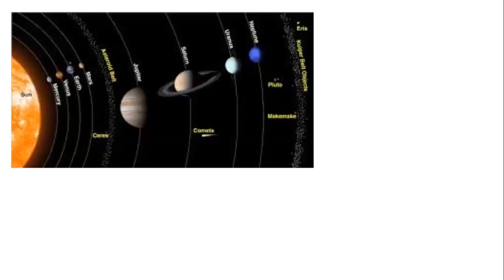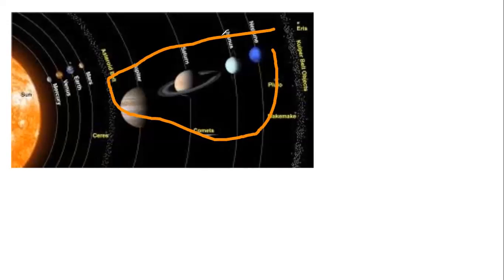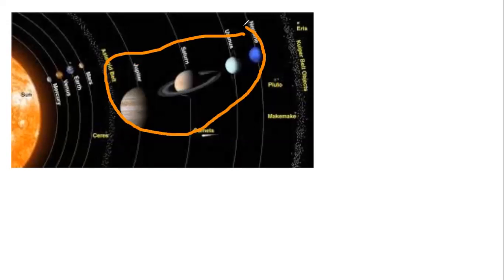So this is not an exact drawing of our solar system, but this is a good diagram to understand our solar system. So we have all these objects. We have 8 main objects. So we have Jupiter, Saturn, Uranus, Neptune, and Mercury, Venus, Earth, and Mars.